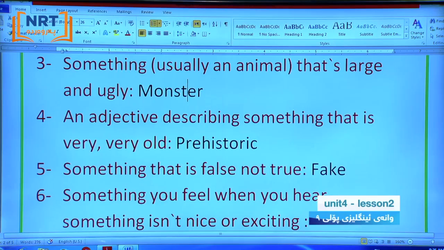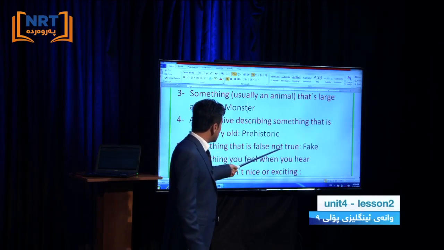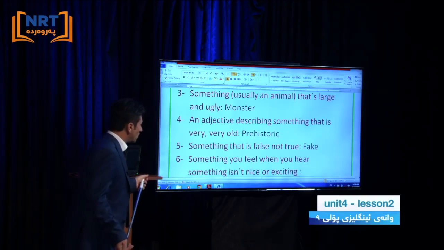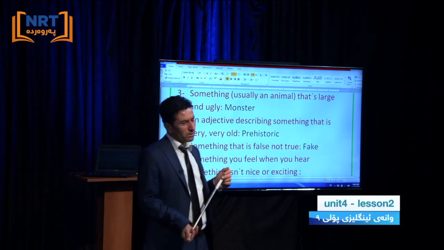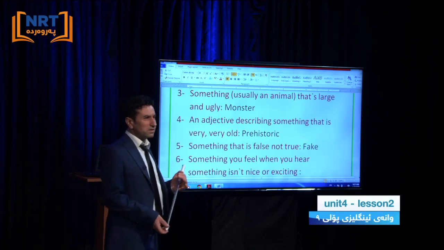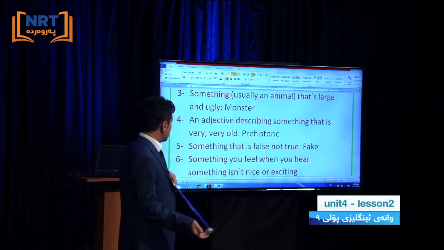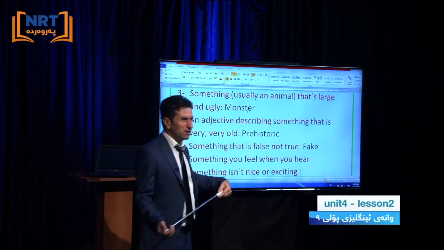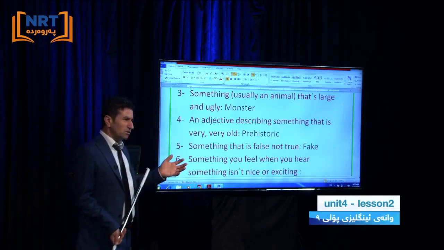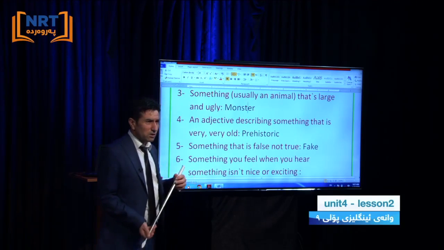Here we have another word, fake. What is fake? Fake means not real. Something that is false, not true. For example, people in Britain talking about Loch Ness. But Loch Ness, as we said, is just a superstition, a mystery, and superstition is not real. It's false, not true. Fake. True, false. This is not true. This is false. This is not real.